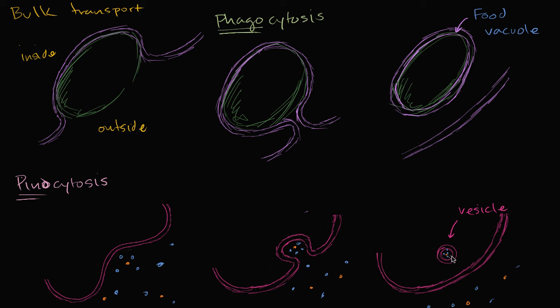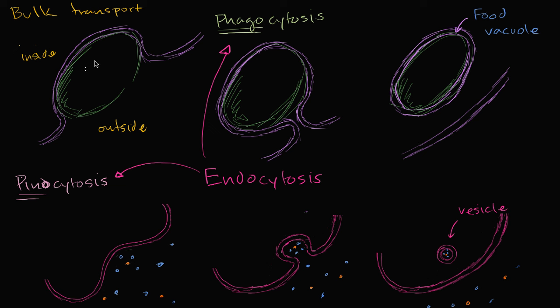So this is pinocytosis, where the cell is drinking, so to speak, but it's also getting the other stuff that's in that fluid. This is phagocytosis, the cell is eating. And these are both special cases of the more general term for engulfing in this way, which is called endocytosis. So phagocytosis is a form of endocytosis, and pinocytosis is a form of endocytosis.